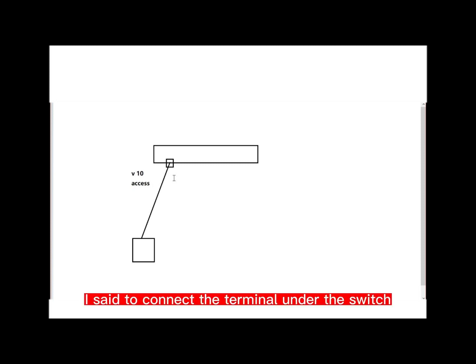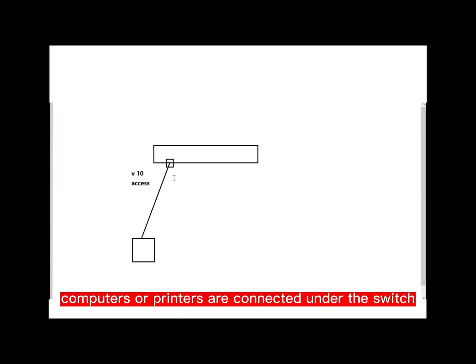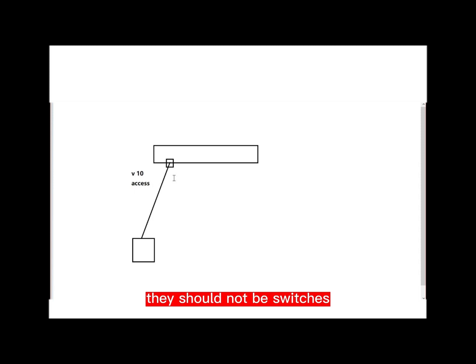I said to connect the terminal under the switch. And if access mode, computers or printers are connected under the switch, they should not be switches. How can I send tagged data to VLAN? This is also very simple. I will give you a simple example. For example, now this interface is connected to a PC or a virtualized server.